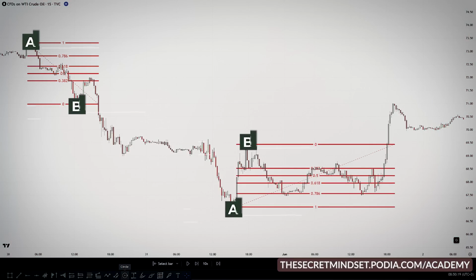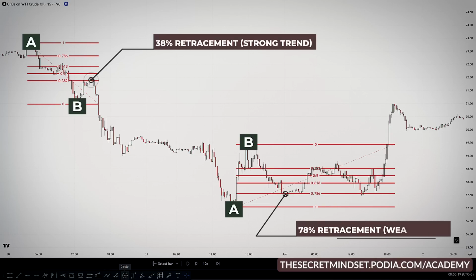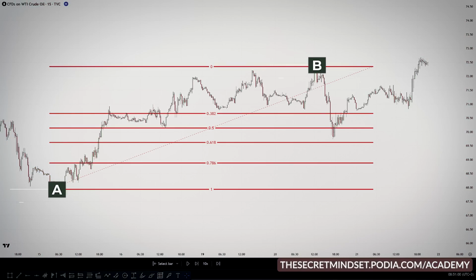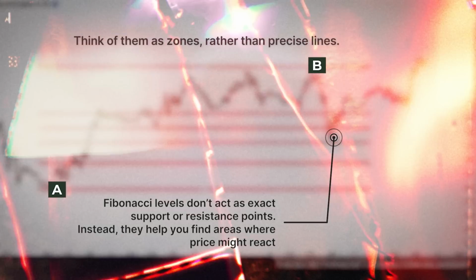In strong trends, price might only retrace to the 38% level before continuing in the trend direction. In weaker trends, price might extend to the 78% level. Now, it's worth noting that these Fibonacci levels don't act as exact support or resistance points. Instead, they help you find areas where price might react. So think of them as zones rather than precise lines.